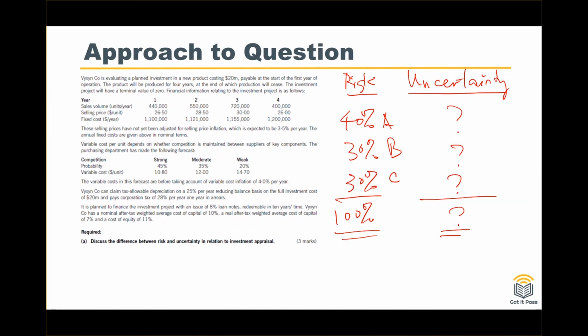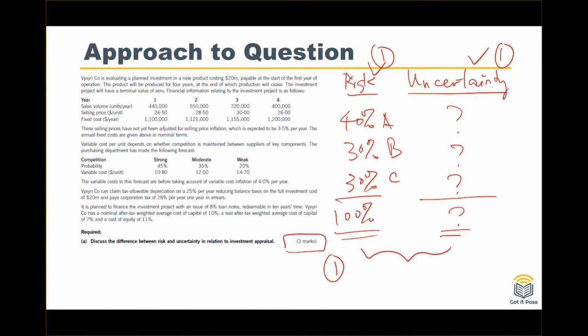The approach is you explain what is risk. You explain what is uncertainty. Then you get 2 marks, okay, because it's only a 3 marks question. The other 1 mark is you can explain the difference.